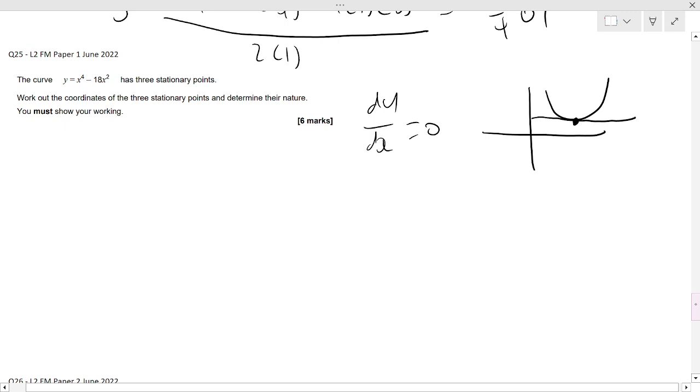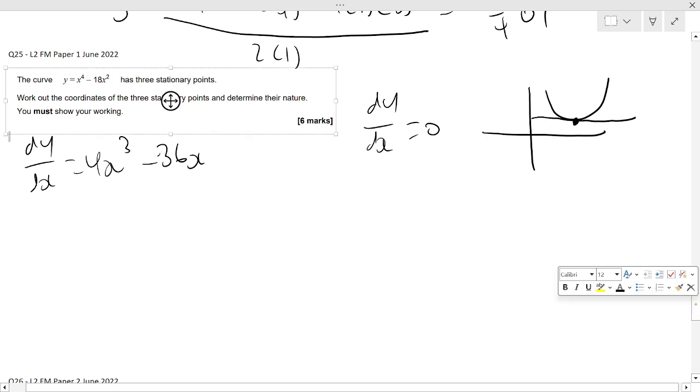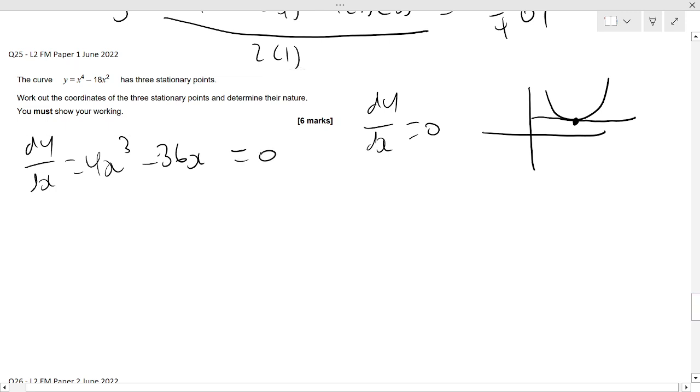So let's work out the gradient. So dy/dx then. Well, this is a nice polynomial, don't have to do anything with it. So x to the 4 has a coefficient of 1, if you will. So 4 times 1 would be 4, x to the 3, you take 1 off the power. Then minus 18 times 2 would be minus 36 x, and then 2 minus 1 would be 1, so that's just x. There we go. That's quite nice. Then we need to set this to 0.